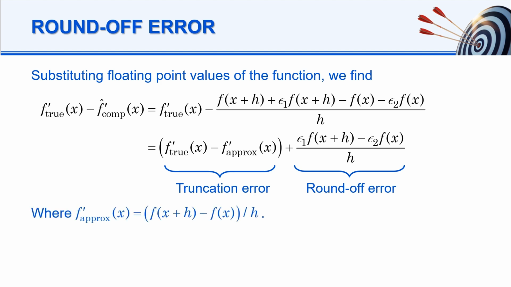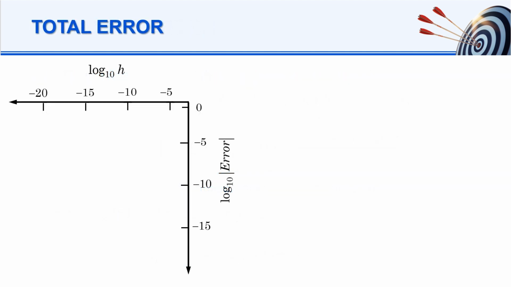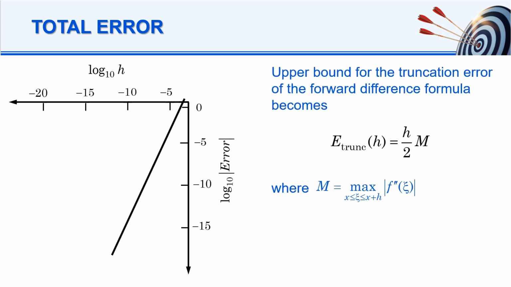We note that both errors depend on the magnitude of the spacing h, which allows us to write the total error as a function of h. The upper bound for the truncation error of the forward difference formula is linearly proportional to h, with M over 2 as the proportionality constant, where M is the maximum magnitude value of f double prime. This relation implies that as h goes to 0, the truncation error decreases linearly to 0, as depicted in the region labeled as truncation error.